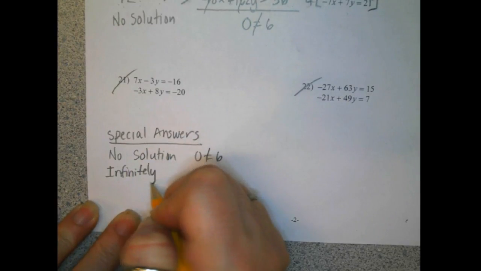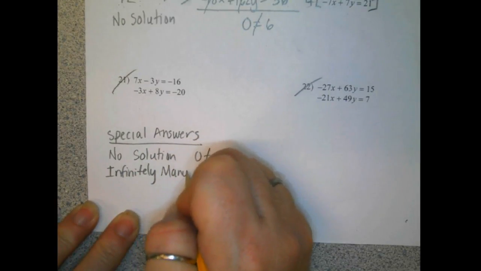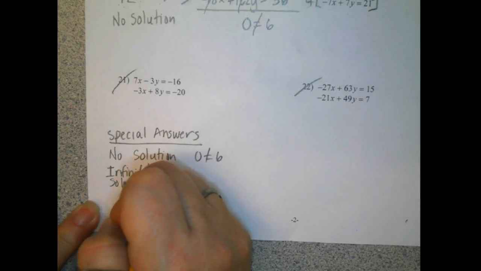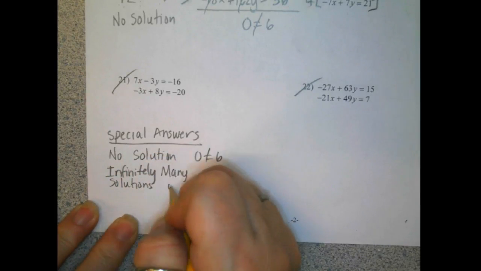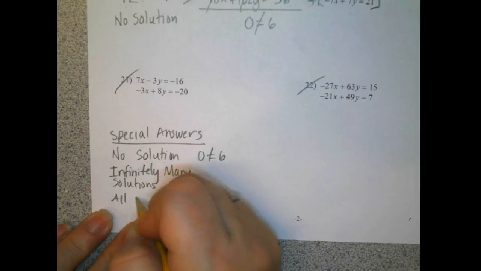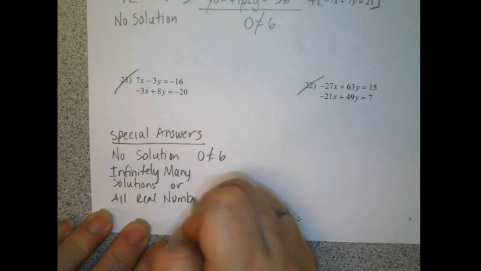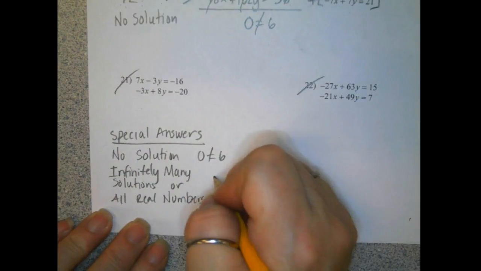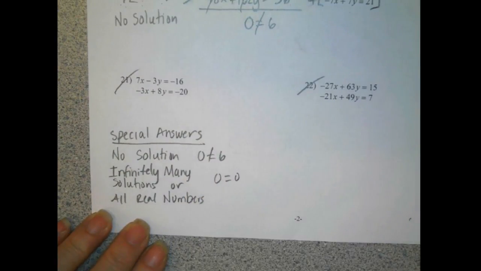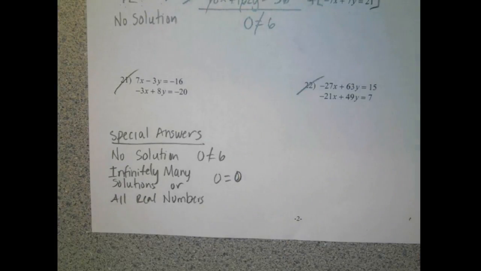Infinitely many solutions. And we can also call it all real numbers. It depends on the test maker. All real numbers. And that is when it equals each other. When 0 equals 0, or 2 equals 2, or 3 equals 3. Okay, so those are the special answers. I want you to write them down, because you're going to be able to use this on your test on Friday.